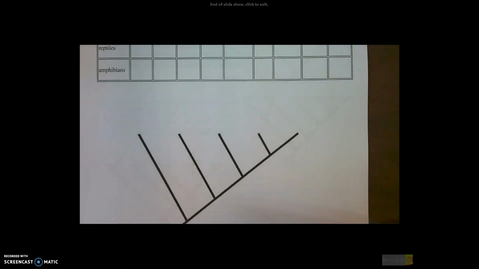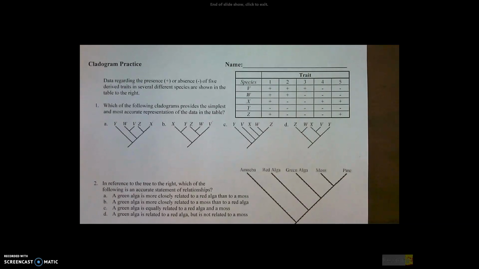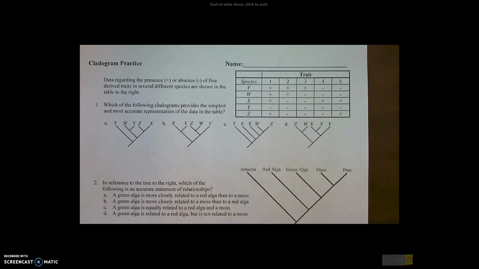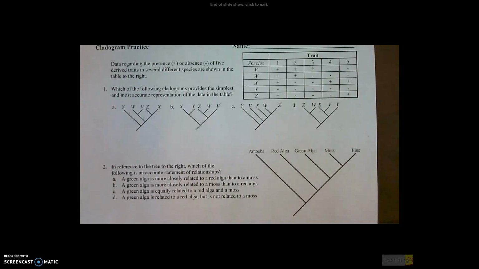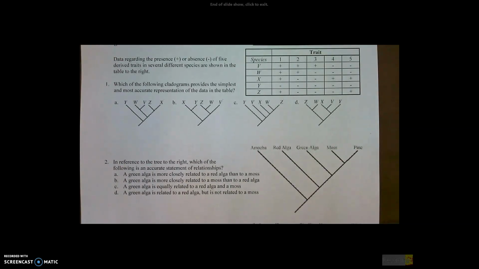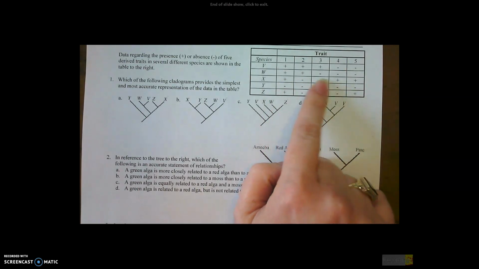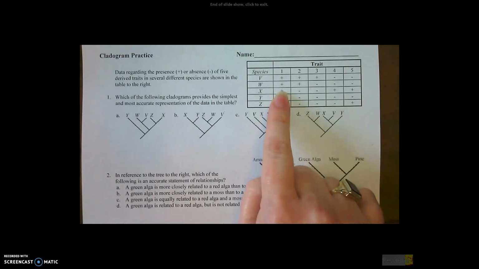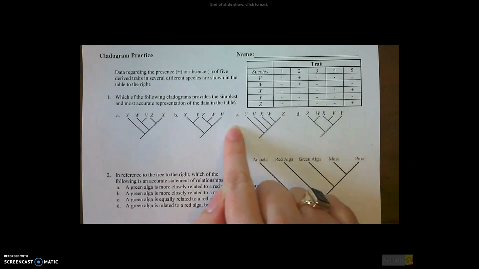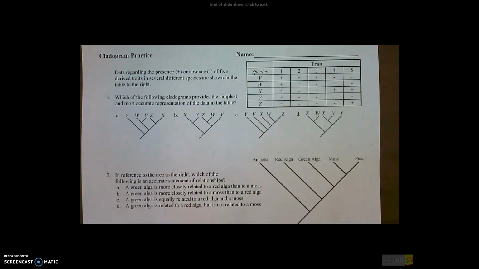So that is it for the notes. Now, the other thing that I have posted is some practice. This cladogram practice is going to give you multiple opportunities to practice constructing and interpreting cladograms. There's a little bit of everything on here, from interpreting this table of traits. This is very similar to what we just did in the notes. So figure this out and then look and see which cladogram tends to match it the best.